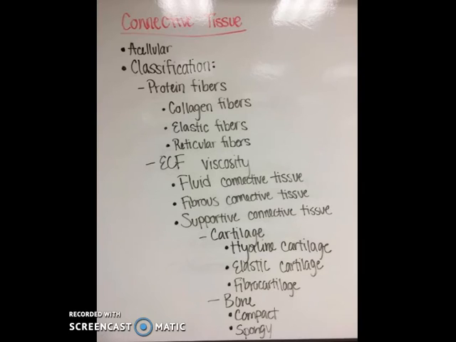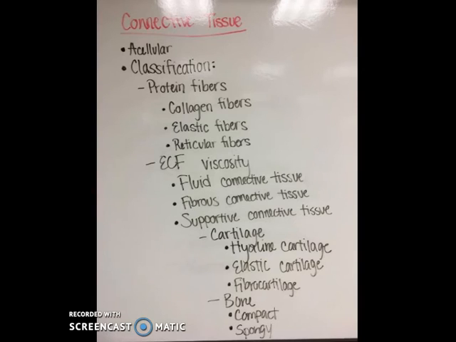And then the last one I have here is fibrocartilage. So this consists of both collagen and elastic fibers with some reticular fibers. It has few chondrocytes. So these can be found in intervertebral discs and in the pubic symphysis of the pelvis.